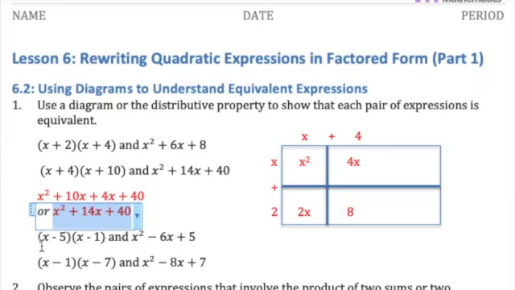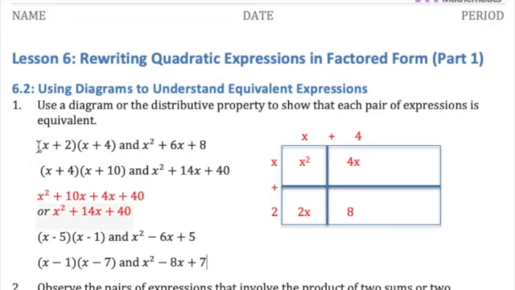And I can do the same exact thing with the next ones. Noticing here when I have two negatives, my linear term becomes negative and my constant term becomes positive because a negative 5 and a negative 1 makes positive 5. And same story down here. When I have two negatives, they make a positive y term.